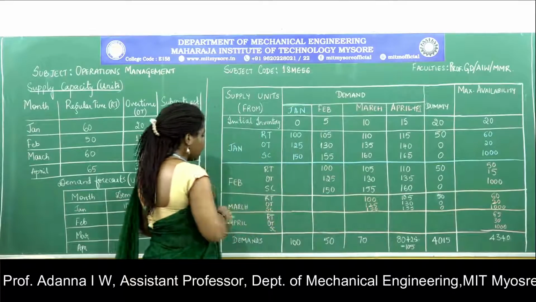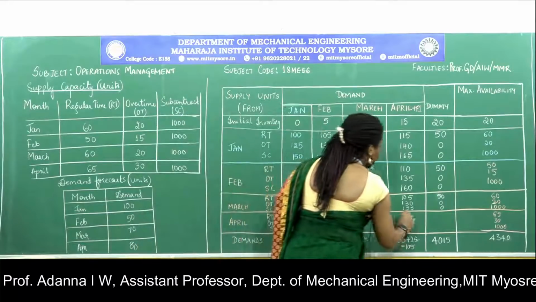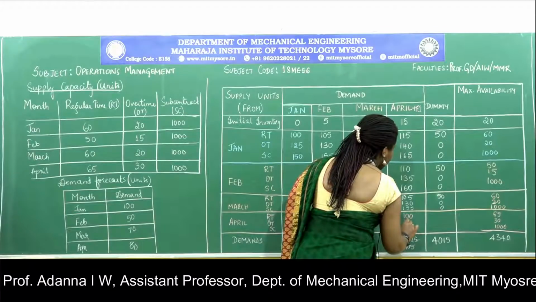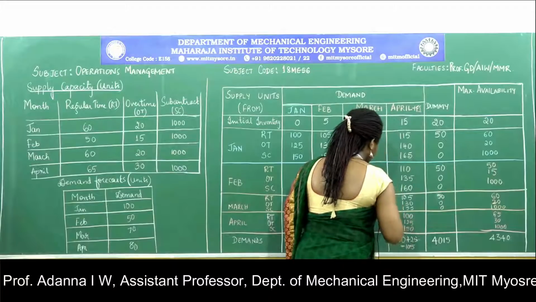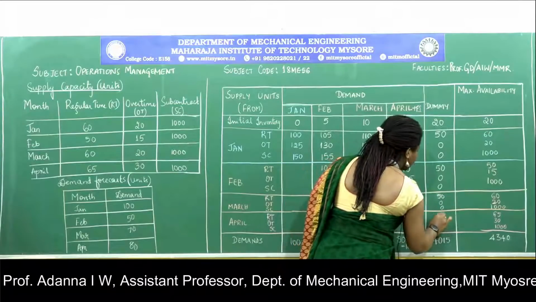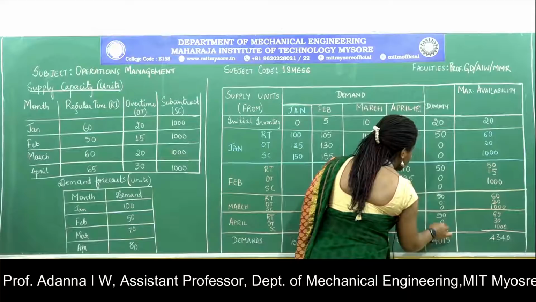For the month of April, 100, 125, 150. At the end of the term, 50, 0, 0.